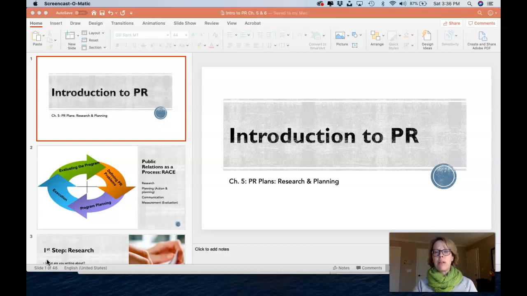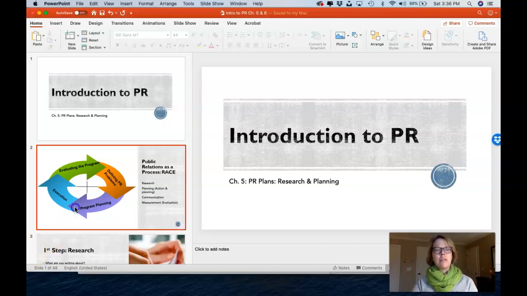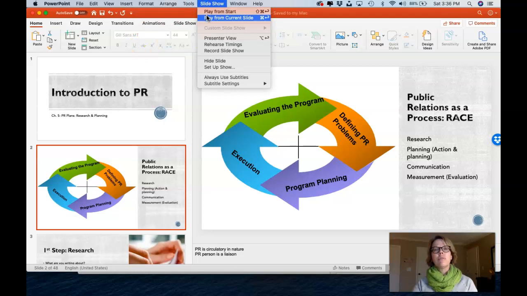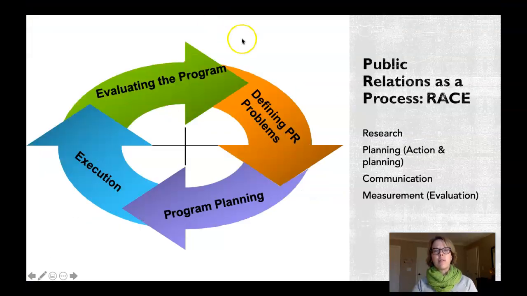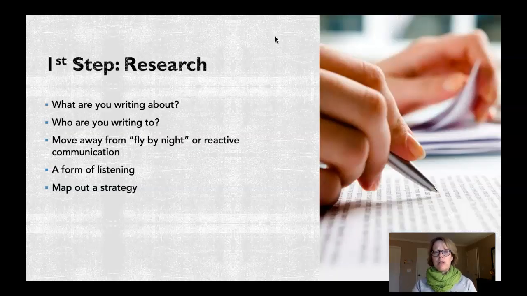Remember, the PR plan is RACE. First you start doing research. We'll unpack that here in a second. And then you do planning, and we use the term action planning just so that we can make it fit into the RACE abbreviation. And then communication and measurement, or evaluating: how did everything go? So that is what we'll talk about today, starting with research.